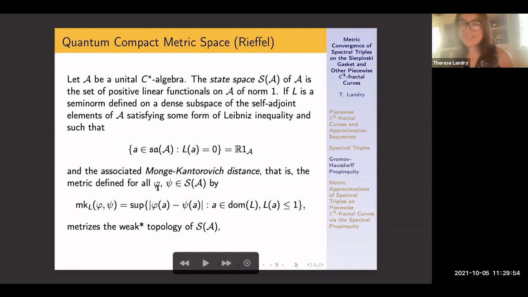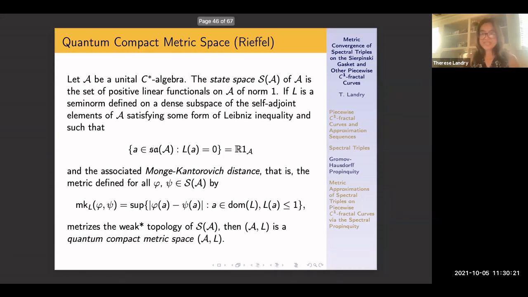And just to remind you that the state space, that's the set of positive linear functionals of norm 1, so that we have a metric from that semi-norm that metrizes a pretty fundamental topology to put on linear functionals. So when our semi-norm possesses all these properties in relation to our C-star algebra, then our pairing is a quantum compact metric space. And this semi-norm is also called a Lip norm.